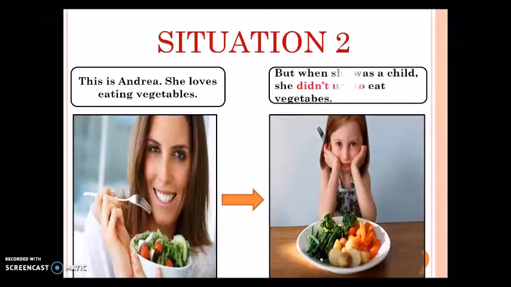But when she was a child, this is the same Andrea, but as a child, she didn't used to eat vegetables. Now again, this is the current situation of Andrea. She loves eating vegetables. She eats salads maybe. And in the past, she didn't used to eat vegetables. She didn't like it.